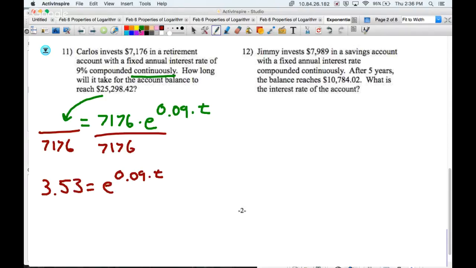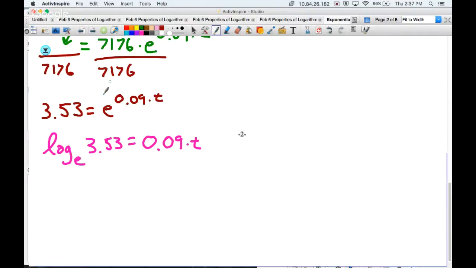All right, now I got to rearrange this into a logarithm. So it's going to be log base e of 3.53 equals 0.09 times t. Now the shortcut here, I don't have to write log base e. We use log base e so much that it gets its own abbreviation. It is ln, the natural log. So ln 3.53 equals 0.09 t.